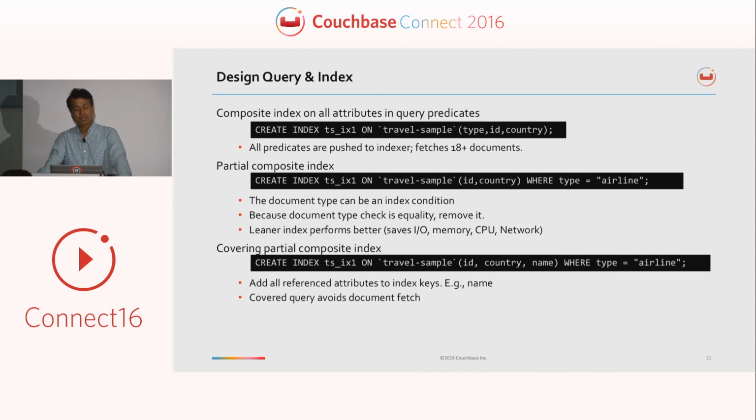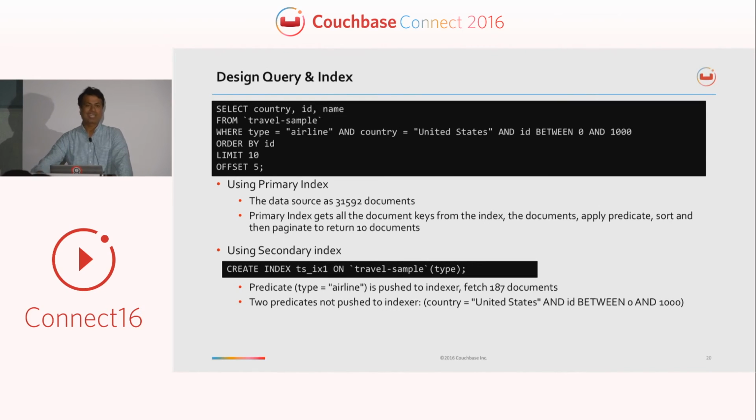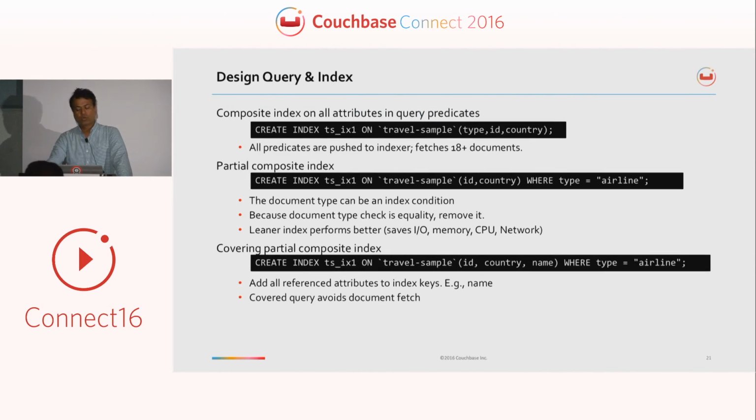Next thing is, well, we have all these predicates, but you know what? Apart from these predicates, if you see the query, we want to project the name as well. Right? We want to project the name as well. So we want to make it covered. We just don't want to get the data at all. So we go ahead and add name into the index, so the query is completely covered.